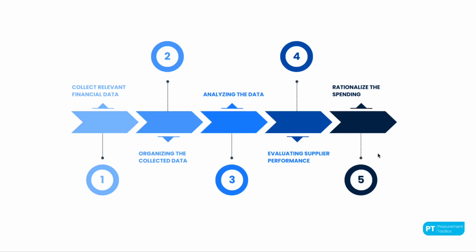Lastly, make sure that you rationalize your spending. Streamline the entire process by eliminating redundant and unnecessary purchases. Don't buy new equipment if yours only needs maintenance. Forget spending so much and instead consolidate vendors and standardize your product choices.